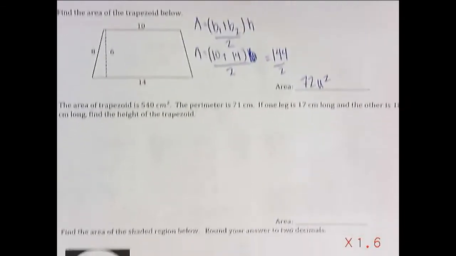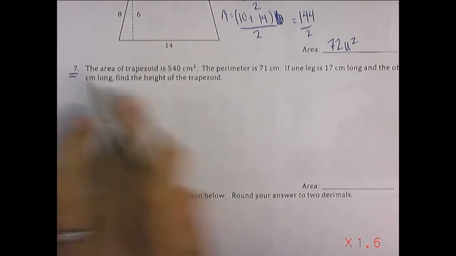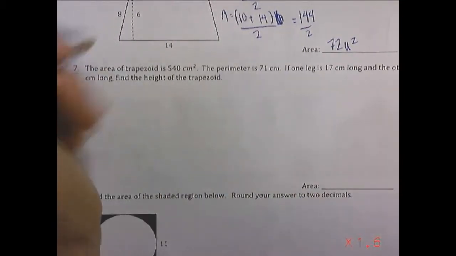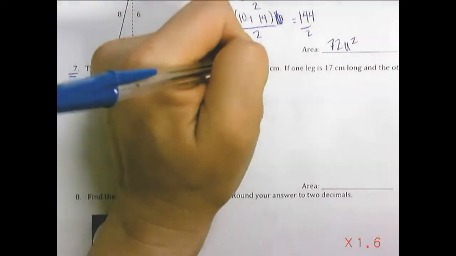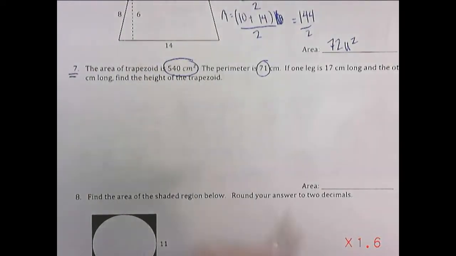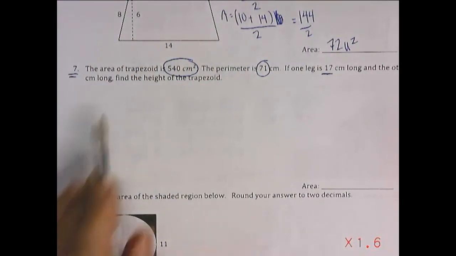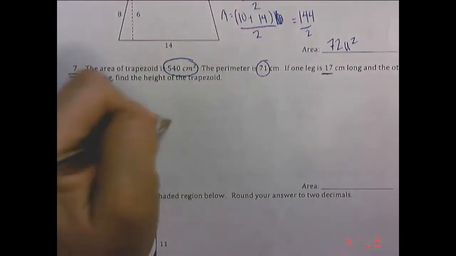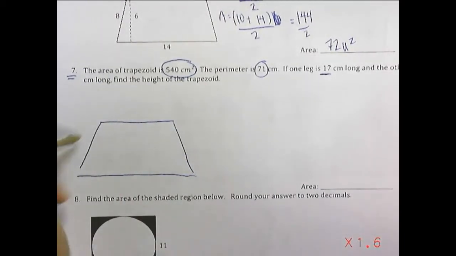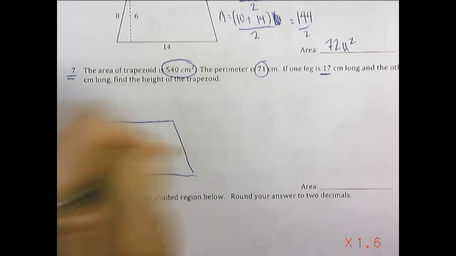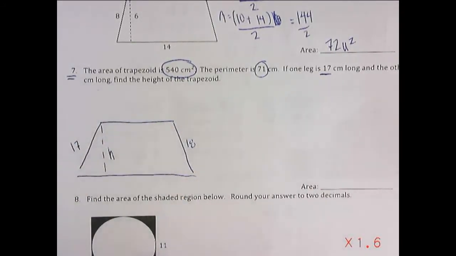Alright guys, here comes a tricky one, and this is definitely one you'll want to pay attention to if you've tuned me out by now. The area of a trapezoid is 540 centimeters squared. The perimeter is 71 centimeters long. If one leg is 17 and the other leg is 18, find the height of a trapezoid. So I'm going to go ahead and draw a diagram. I know that one leg is 17 and one leg is 18. They want me to find the height.